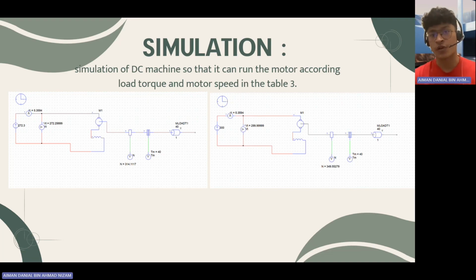As for the simulation, our simulation of a DC machine helps us observe the effects of voltage changes on motor speed and also the performance. The results showed that controlling speed through voltage adjustment is more efficient compared to resistance control, as it minimizes energy loss. This is the diagram of the simulation that we gained after we calculated from the previous calculation, and from that answer we put it into this simulation in Multisim.